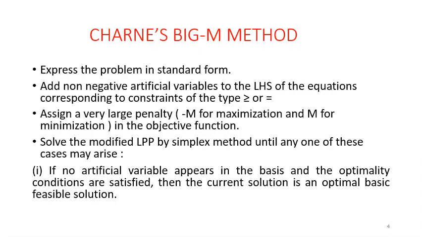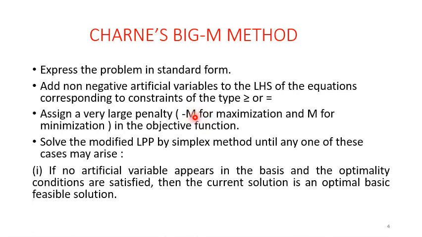So the Big M method, as you can see on the screen here, has the following steps to be followed. First, express the problem in the standard form, then add non-negative artificial variables to the left hand side of the equations corresponding to the constraints of the type greater than or equal to. Then we assign a very large penalty, minus M for maximization and positive M for minimization, in the objective function. So we add a very large penalty, which is why it is also called the penalty method.